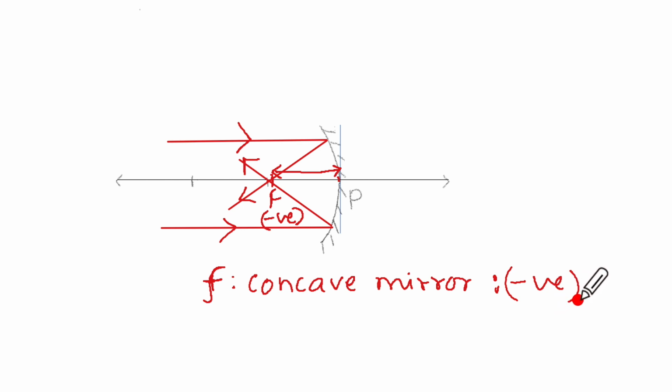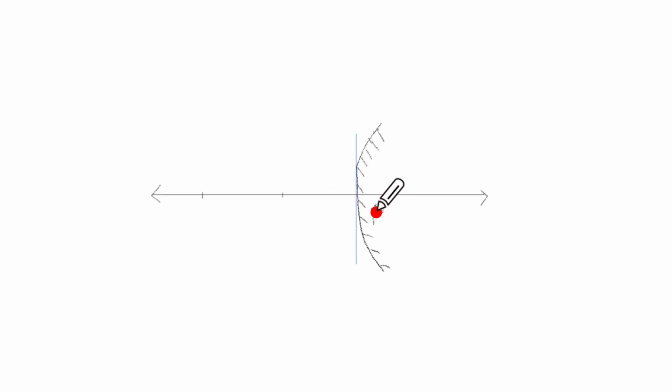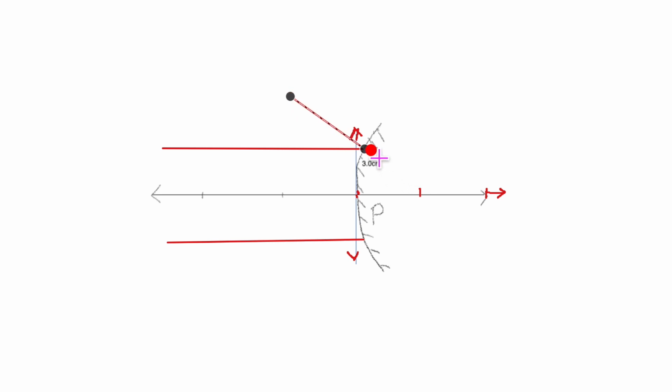Okay, now let us look at the convex mirror. For the convex mirror, we make sure that this line over here, the origin, coincides with P, that is the pole of the convex mirror. Now the rays coming parallel to the principal axis, they are going to get diverged, and these rays will appear to be coming from this point on the principal axis.